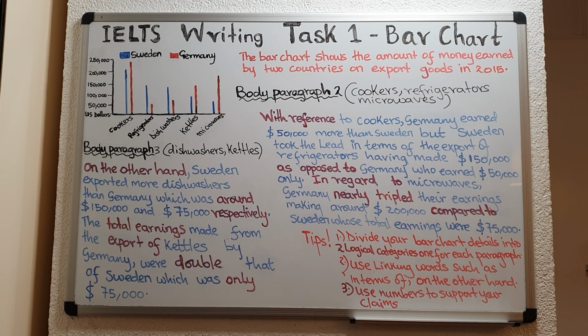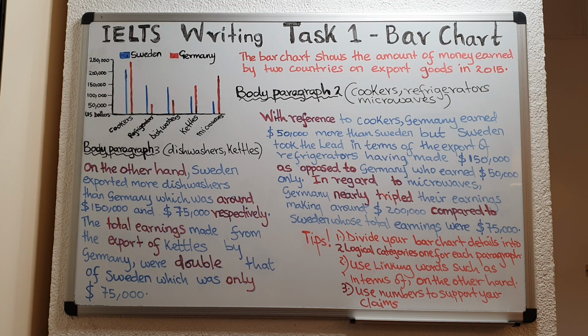Now, the next thing that is extremely important is that you use linking words, okay, correctly. If you look at the first paragraph that we have there, with reference to cookers, Germany earned 50,000 more than Sweden, but, so I'm now about to flip the coin. So look at the other side. So I have the linking word there, but, okay? And then I have "as opposed to." So that's also the other side, okay?